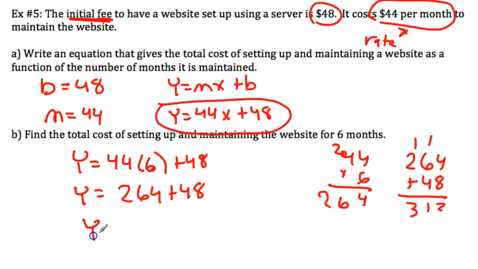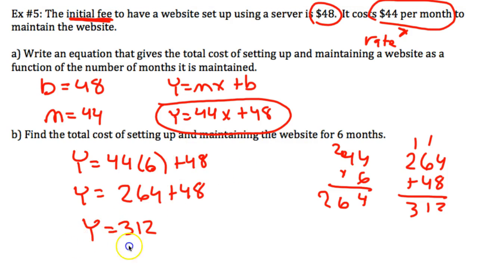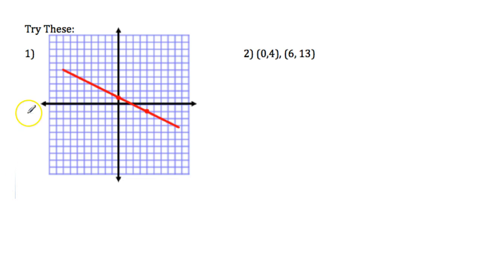So y equals 312. There it is. So the total cost of maintaining and setting up this website for 6 months will be $312. Bam, you could even put dollars there. Pow. All right.